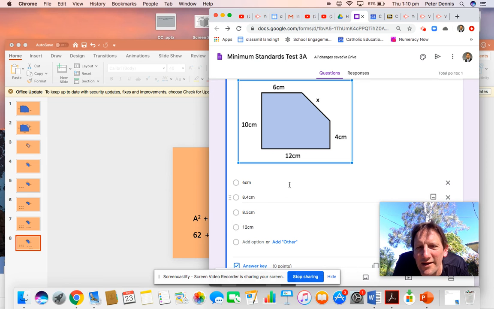If you think about the other answers, could it really be 6? This is 6 and this is 6 and 6. This has to be longer than 6. Could it be 12? No, it's not going to be 12. This is 12. This is not going to be 12.